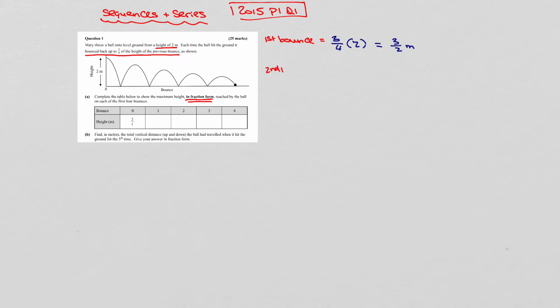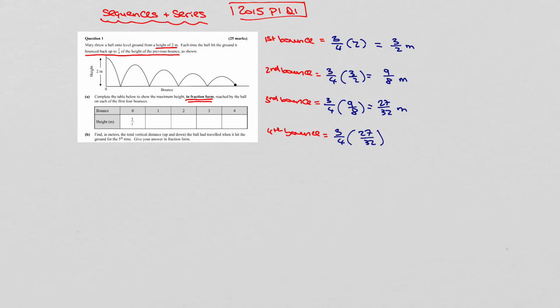Our second bounce is 3/4 of the previous one. So 3/4 of 3/2, which is 9/8. Again, that's metres. Our third bounce is 3/4 of the previous. So again, 3/4 of 9/8, which is 27/32. And then the fourth bounce, again, 3/4 of the previous one. So 3/4 of 27/32 gives us 81/128 metres.